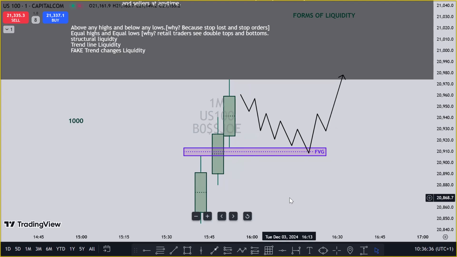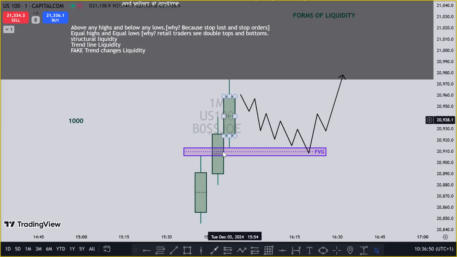Inefficiency in the form of fair value gap, which is the one I'm primarily going to be teaching you throughout. So please, it's very important that you go back to the chart, try and do this, and send it in the group. I want to see you guys first of all identify the fair value gap, draw it out first, take screenshots, and send it to the group.